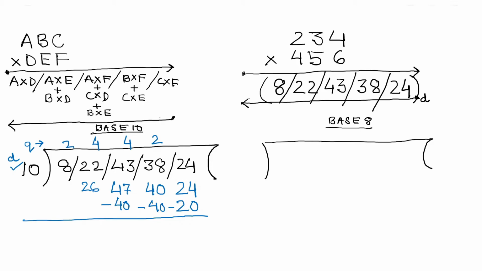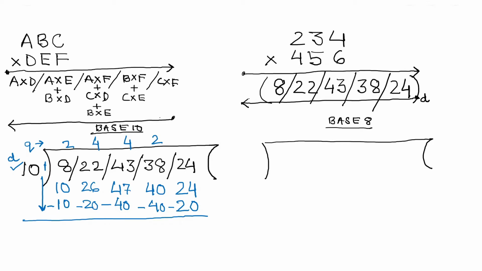So 10 into 2 is 20. And the next dividend here is no longer 8, it is 10, since 8 plus 2 is 10. So 10 into 1 makes it 10. And now this 1 will come down as it is. Let's see what are going to be the remainders here.